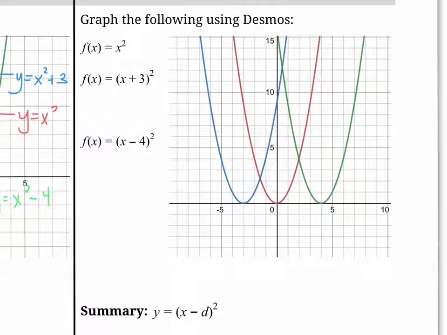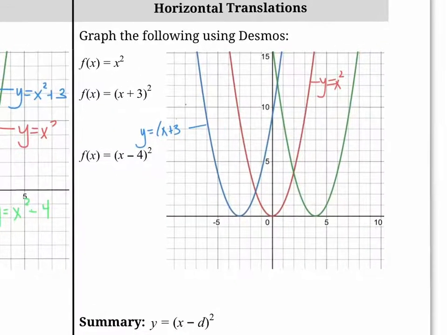So if you tried it in Desmos, this is what you're going to get. Here is our original function. So there's our y equals x squared. The green one, actually let's talk about the blue one first. The blue one here is this guy here. What happens if you add 3? And this green guy here is this function right here. What happened when we subtracted 4 inside the function. So let's see what actually happened here.